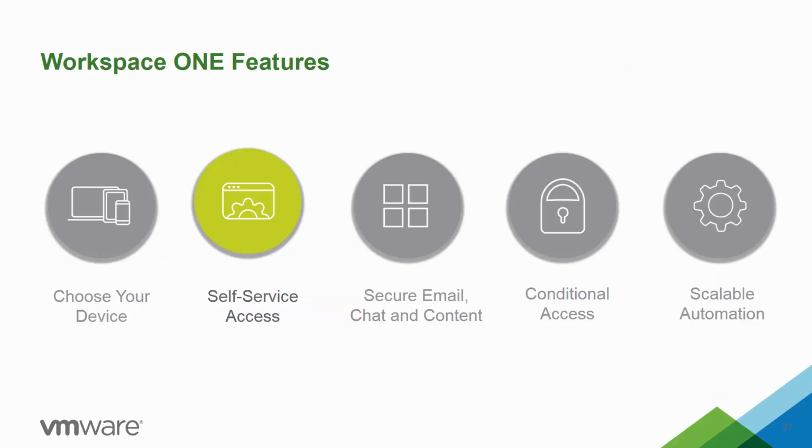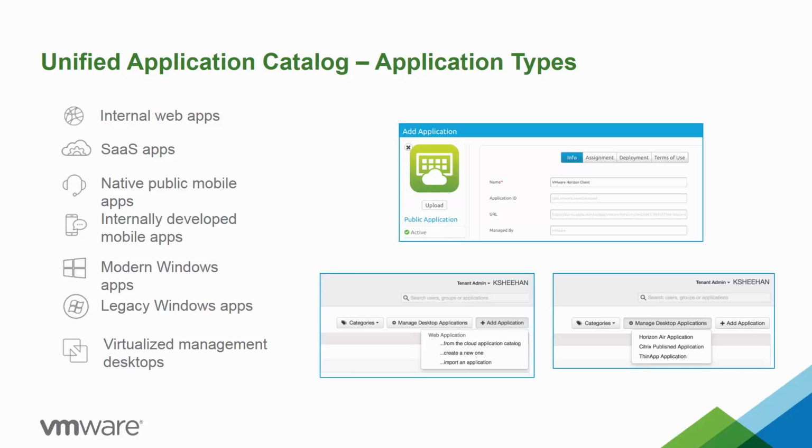As you add your device to AirWatch, it will automatically authenticate you and add that device in that fashion. So for the second set of features, we have the self-service access. We're going to cover those features now. Again, Workspace ONE provides a unified app catalog for just about any type of application, such as internal web apps, SaaS-based applications, internal and public-based mobile apps, modern and legacy Windows apps, as well as your virtual desktops, such as your Horizon View desktops.